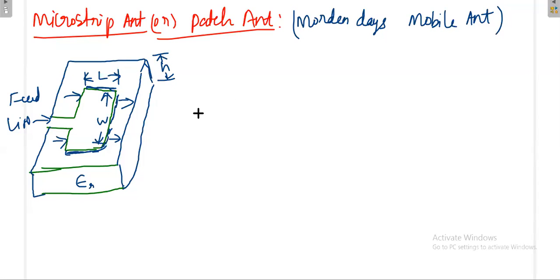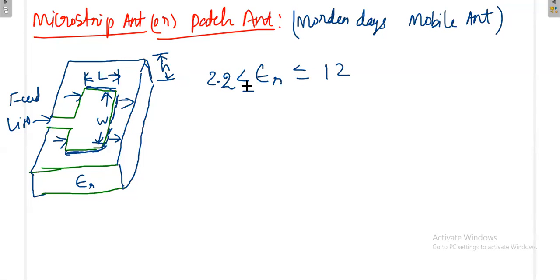At what frequency this microstrip antenna has to operate depends on what W is, what L is, what H is, and what your epsilon R value is. The bandwidth of operation is also decided by these parameters. In general, the epsilon R value, the relative permittivity of the material you are using, has to be between 2.2 and 12.